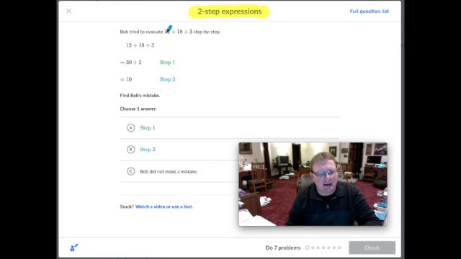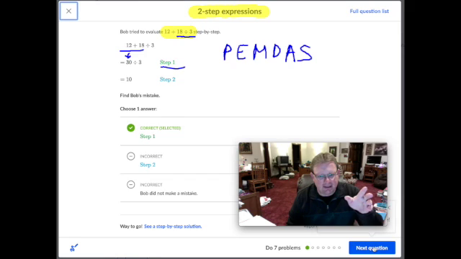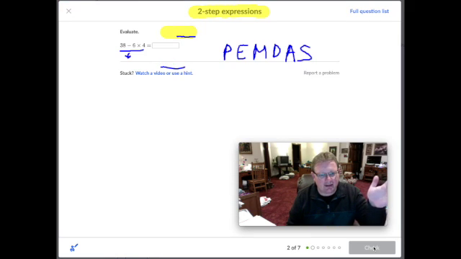It says Bob tried to evaluate 12 plus 18 divided by 3. So remember, when you're doing problems like this, the old please excuse my dear Aunt Sally, or PEMDAS, which means you always do parentheses first, then exponents, then you multiply and divide, and then you add and subtract. So you always want to multiply and divide first. In this problem, you want to divide first. But when you look at what Bob did, Bob added first. That was Bob's mistake. And Bob's mistake, shame on Bob, was in step 1. So we click step 1, and hopefully it will say, good job, woohoo! And then we go to the next question.